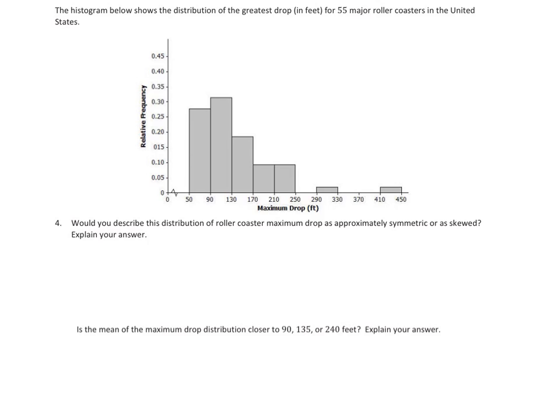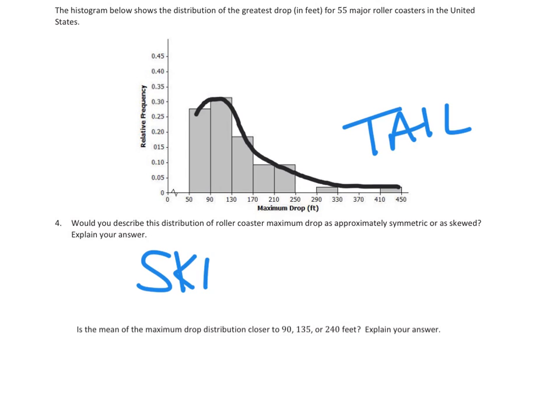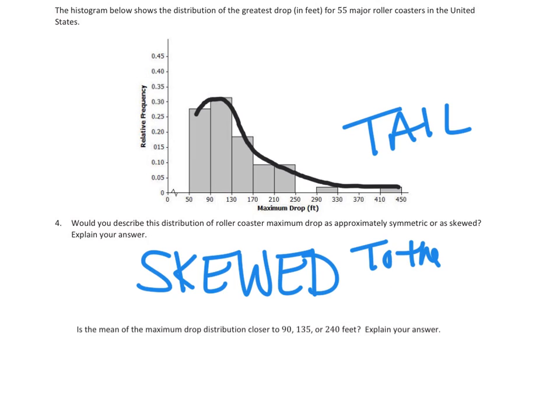So this histogram below shows the greatest drop in feet of 55 major roller coasters across the United States. Would you describe the roller coaster maximum drop as approximately skewed or symmetric? Well, again, if I were to connect the middles here, and I'm just aiming for the middle, does that look very symmetric to you? I would say no. Do you notice how this time you have this noticeably longer tail? Because this tail is on the right, we are definitely going to say this one is skewed. It is called skewed to the right, wherever that tail is.